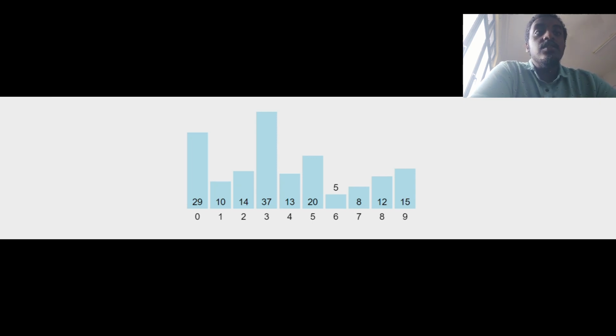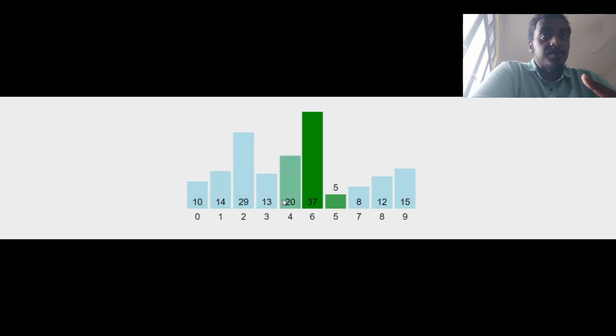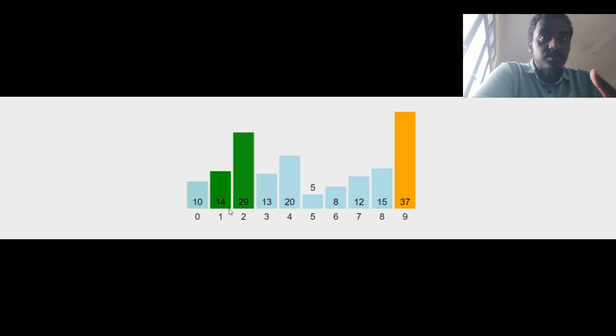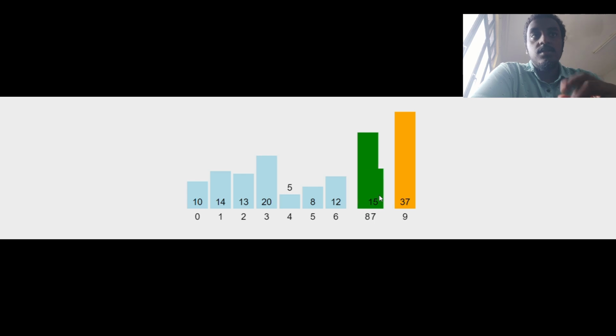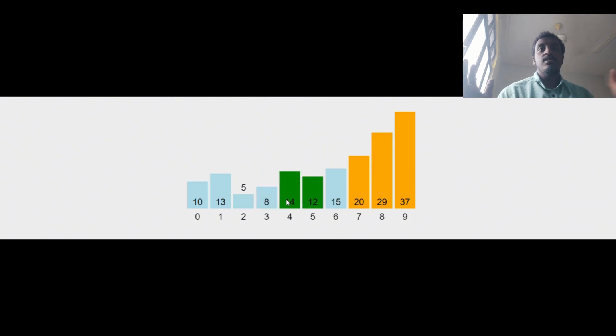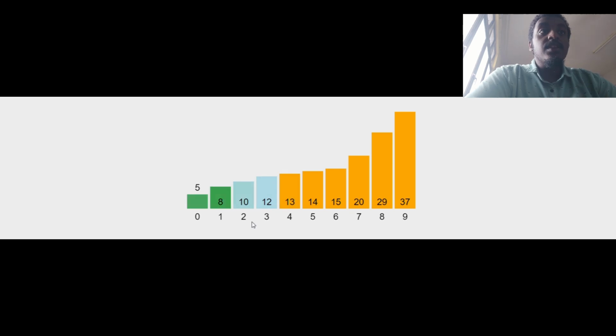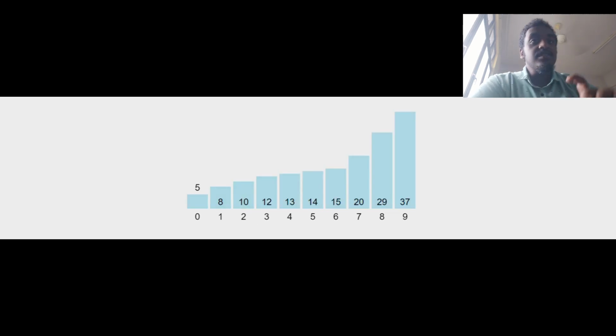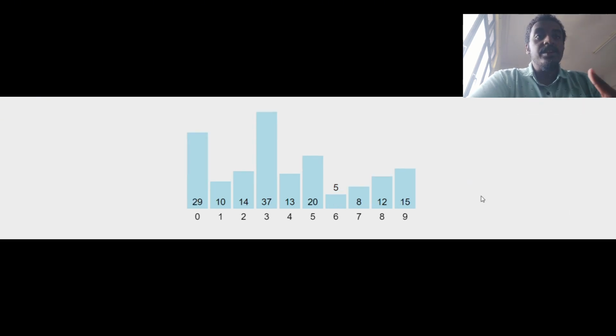In this example, the algorithm compares adjacent elements. As you can see, 29 and 10, 10 and 14, and so on. If the first element is greater than the next, they are swapped. This process is repeated, moving larger elements to the right, like a bubble rising to the surface. By the end of each pass, the largest unsorted element is placed in its correct position. This continues until the entire array is sorted, as you can see in this example.